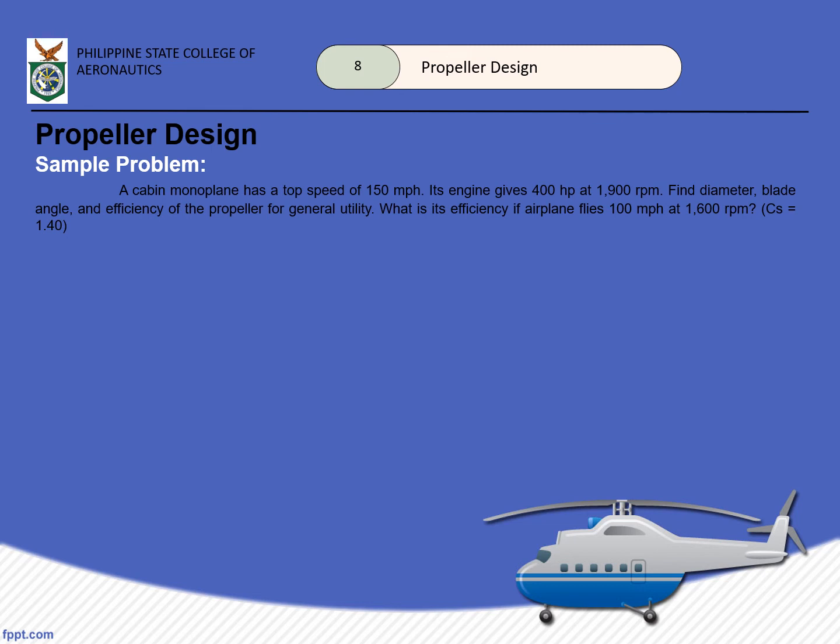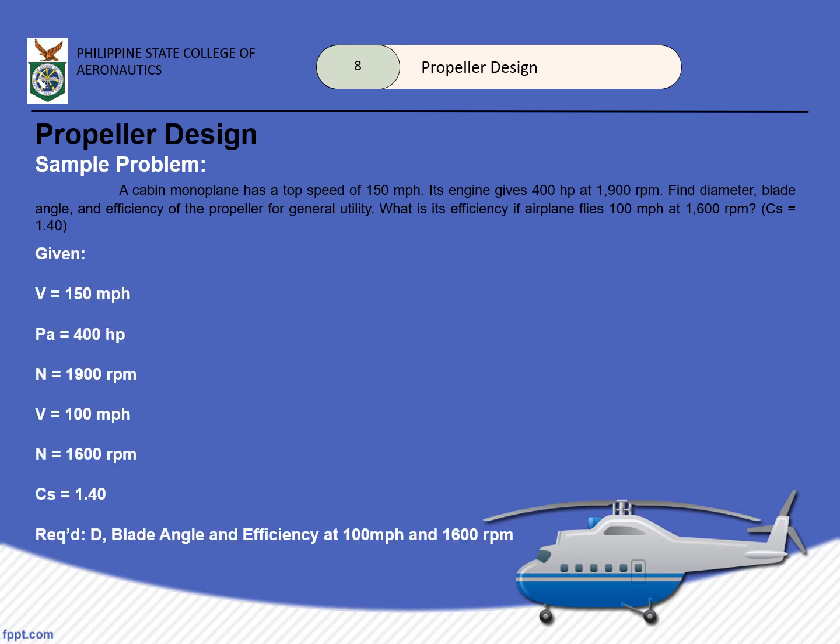Now, we have another scenario. Pinapasolve naman what is the efficiency if the airplane flies at this speed, which is 100 miles per hour and 1600 RPM. We also have our CS, which is 1.40. So first, we list down our given, and just like sa practice nung previous na problem, syempre, convert na natin siya para hindi na tayo mahirapan later on.